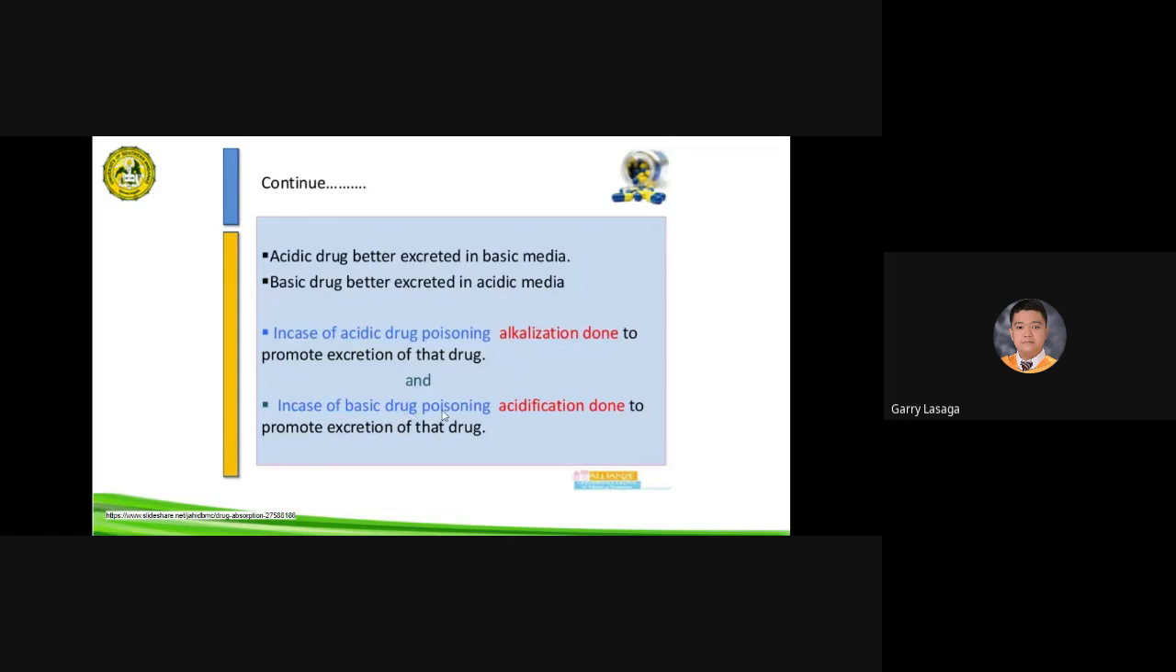In case of a basic drug poisoning, acidification of the urine can be done to promote the excretion of that particular drug. An example of a basic drug is diazepam. So in case of diazepam toxicity or a basic drug poisoning, acidifying agents can be administered. An example of an acidifying agent is the ammonium chloride. So acidification of the urine will promote the excretion of the drug.